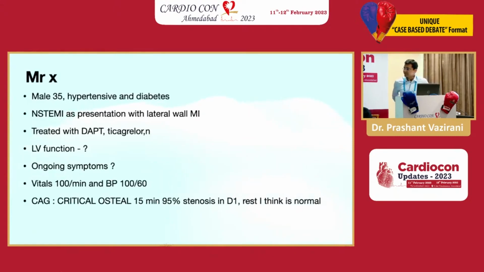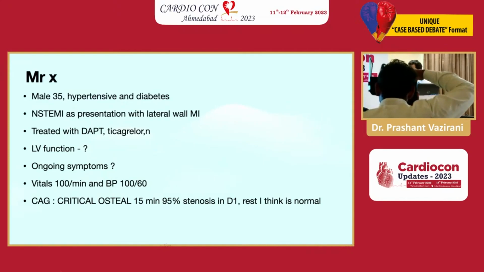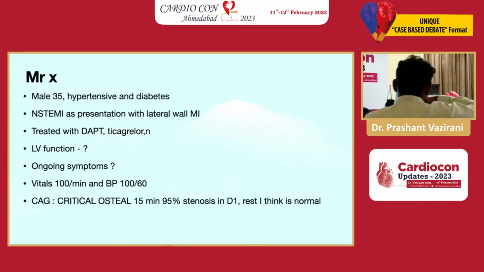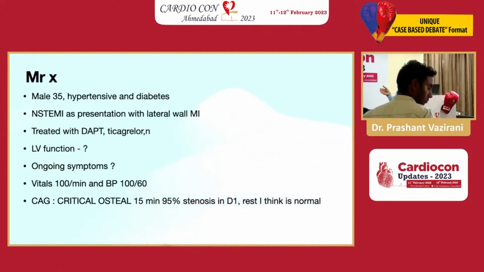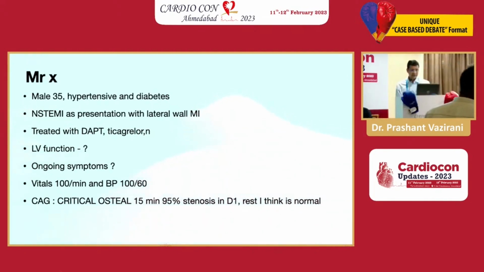A brief about our patient: hypertensive and diabetic, so already a high risk at a low age. Presentation as a known ostial lesion MI and lateral wall MI, treated with Ticagrelor. LV function is not mentioned, but I think it should be mild or normal. Whether the patient is having ongoing chest pain or not is not mentioned, and we assume that MI, with deep T wave inversions already mentioned, is almost over, 3-4 hours, and now he is stable. Vitals 100/60, I will not consider that as hypotension, but maybe he is normotensive with the medications.